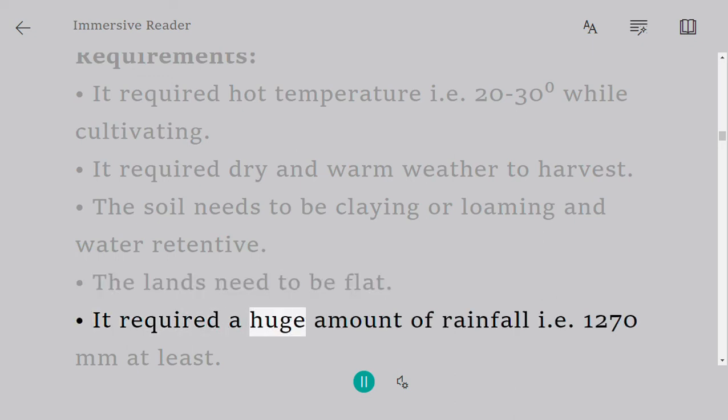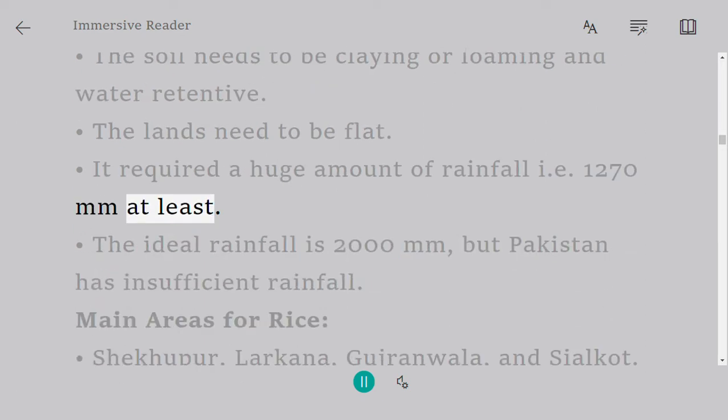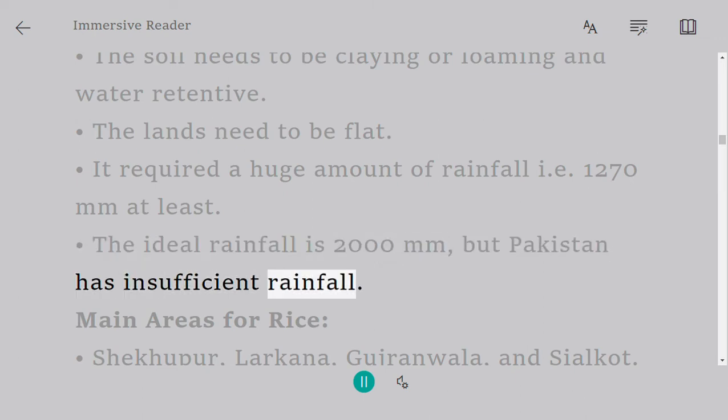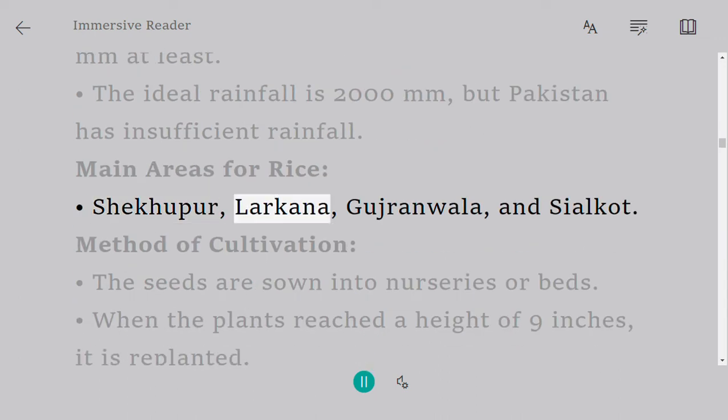It requires a huge amount of rainfall, i.e., 1,270 mm at least. The ideal rainfall is 2,000 mm, but Pakistan has insufficient rainfall. Main areas for rice. Sheikhupura, Larkana, Gujranwala, and Sialkot.